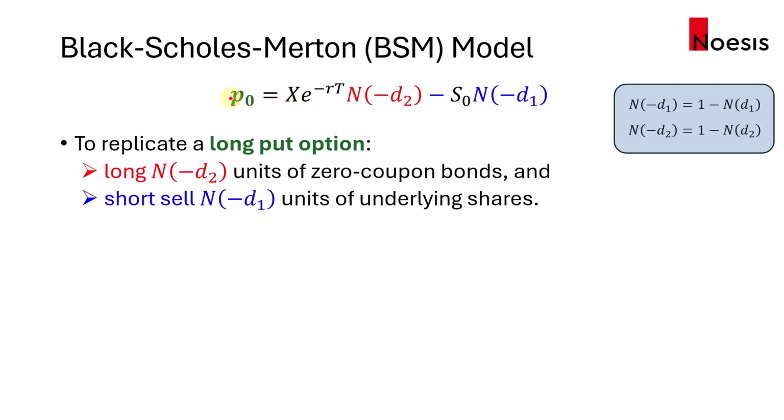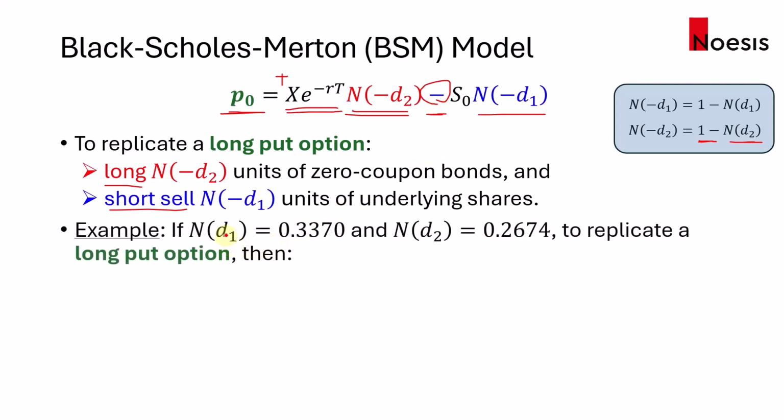Next, we'll move to the put option. So in the formula, we have the long put option on the left, and on the right, this time we'll start with the PV of the zero coupon bonds, and the coefficient is N of negative d sub 2, which is equal to 1 minus N of d sub 2. Then for the share component, we have a minus N of negative d sub 1. So this time around, we will long the bonds because this is a positive coefficient. And for shares, we have to short sell because of the negative coefficient.